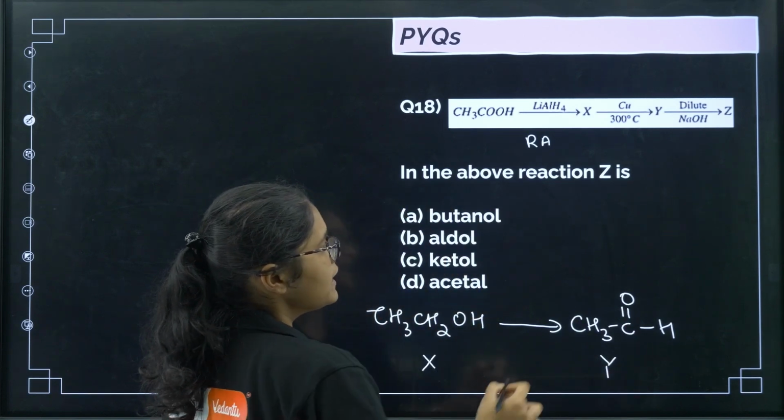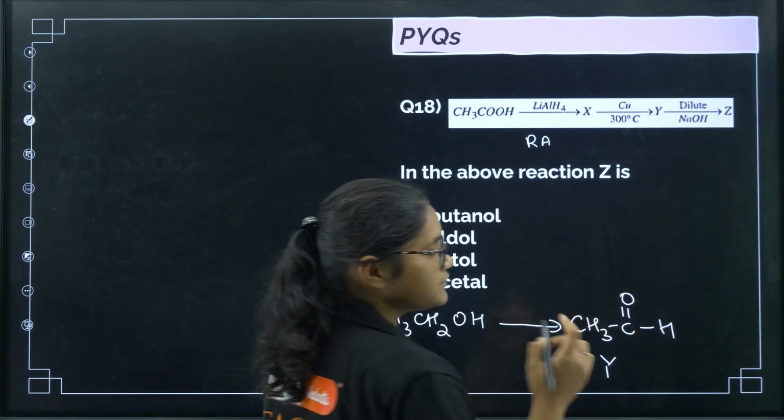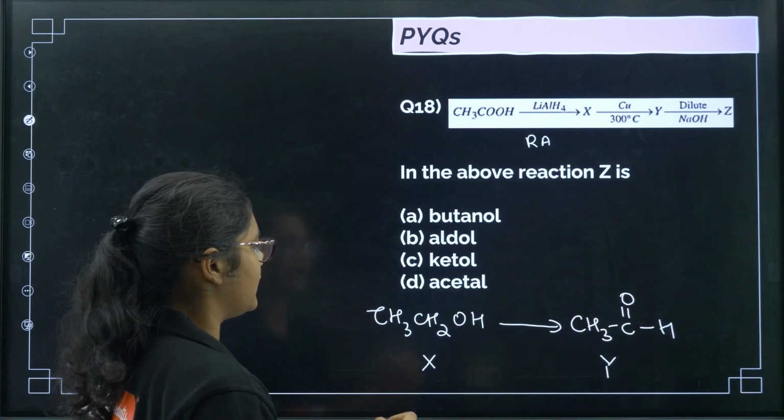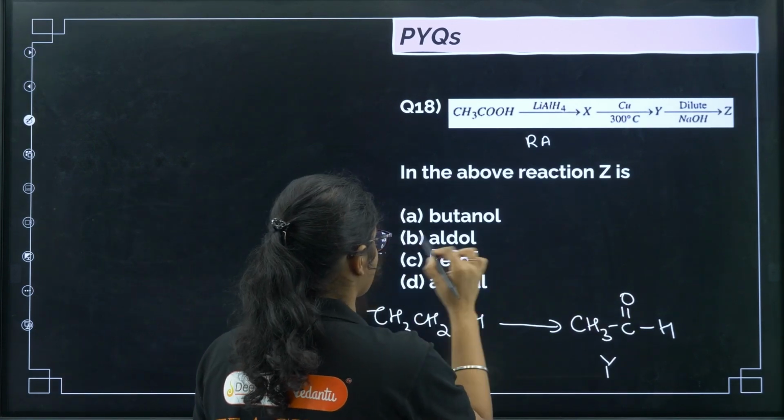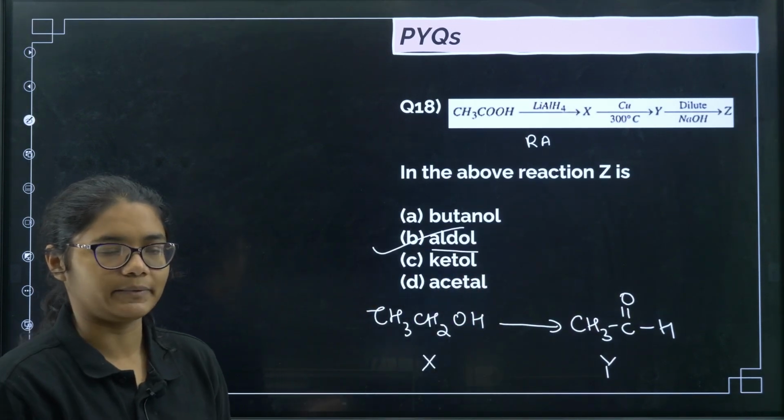Next, if you treat it with dilute NaOH, that is again aldol condensation. So for aldol condensation we will get an aldol product. So the correct answer is option number B.